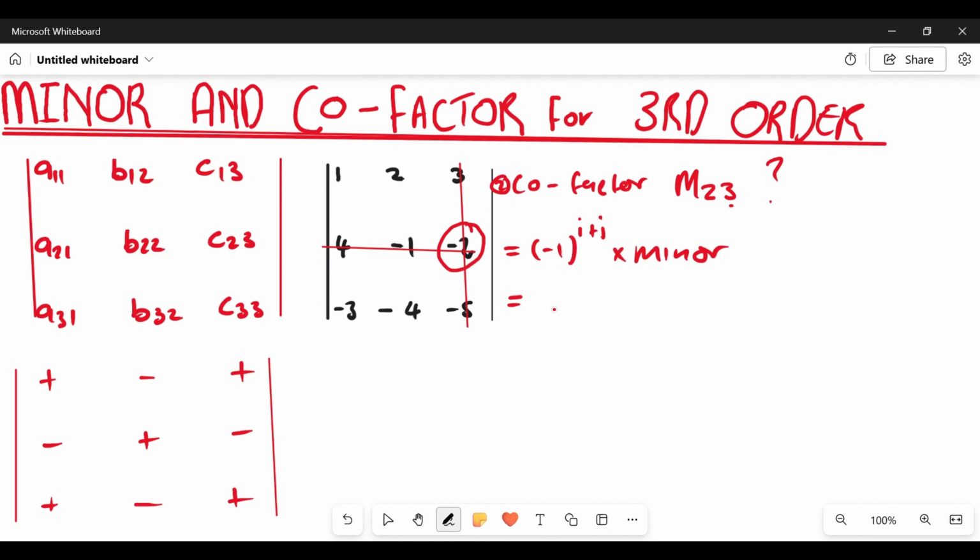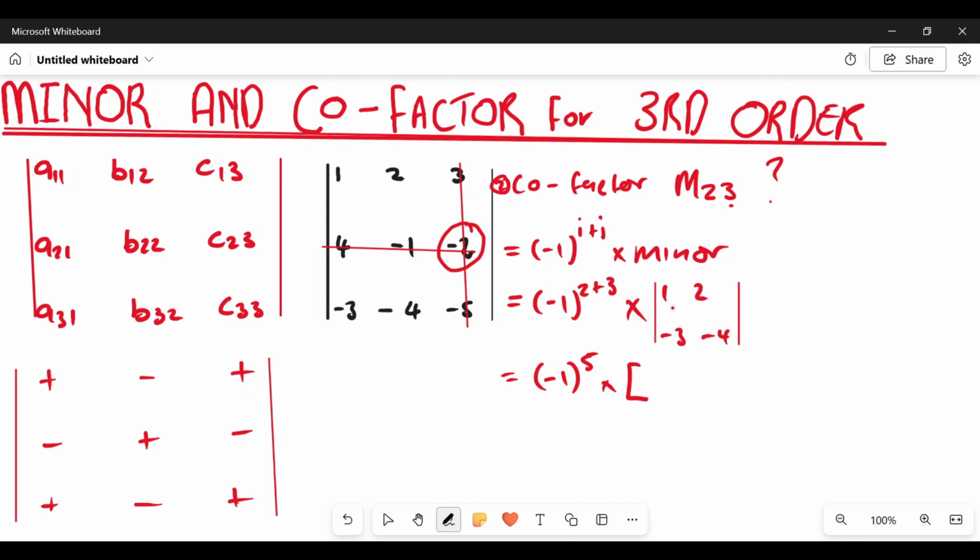There we go. Now, let's look at this. -1, our i is our row. So the row is 2 there, plus j. Our j is our column, which is going to be 3 for this one, multiplied by our minor. Now, our minor, when you look at what we're left with here, we're left with 1 and 2. We're left with -3 and 4.